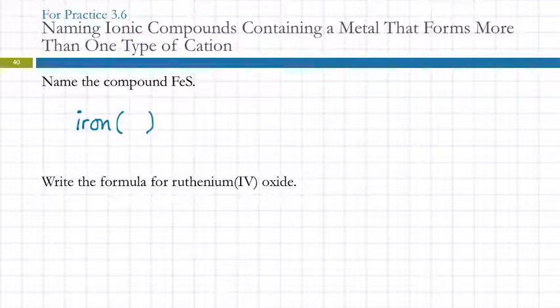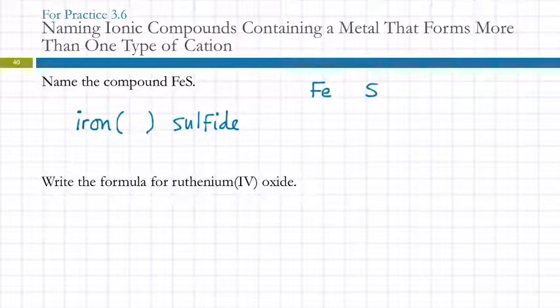And then sulfur, it's getting a bit repetitive with the sulfur. That's sulfide. Right? Change the ending of the name to "ide." We have to figure out the charge on that iron ion. So we have 1 iron and we have 1 sulfide ion. We know the charge of the sulfide ion from its position in the periodic table.